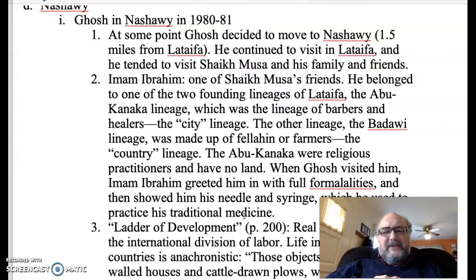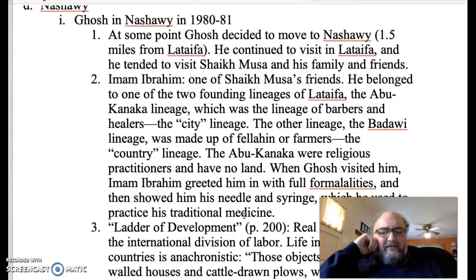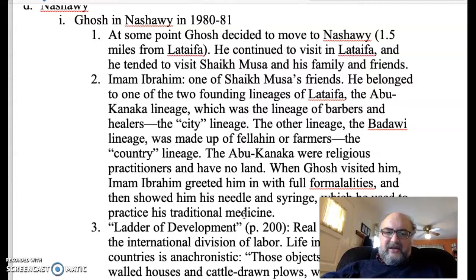He continued to visit in Lataifa, and he tended to visit Sheikh Musa and his family and friends. Imam Ibrahim is one of Sheikh Musa's friends. He belonged to one of the two founding lineages of Lataifa, the Abu Kanaka lineage, which was a lineage of barbers and healers. The city, there's a city in the country here, and so the city lineage doesn't have land; they have skills, and the other lineage has land.